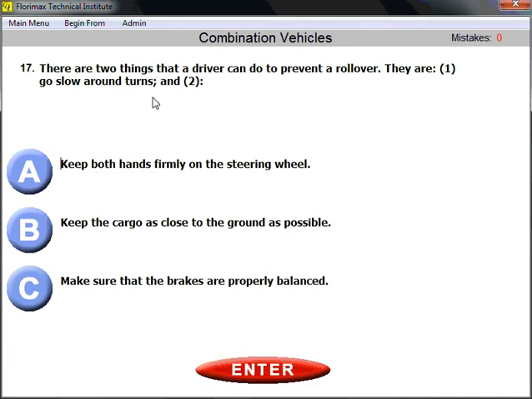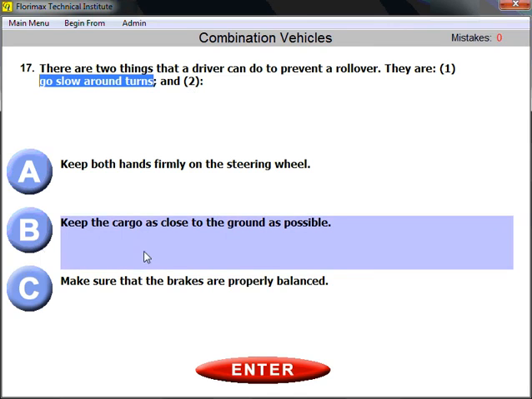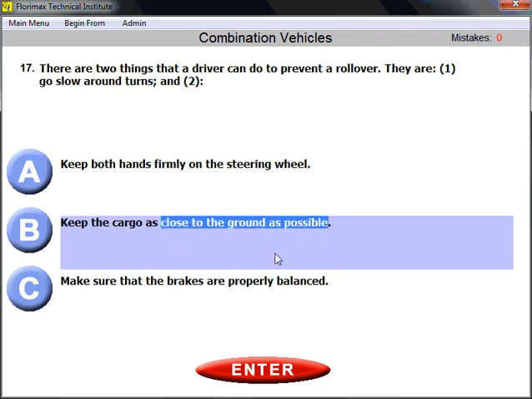Question number 17. There are two things that a driver can do to prevent a rollover, and you know them. Now you're given another choice in reverse order. The first one is go slow around turns. The second one is definitely keep the cargo as close to the ground as possible, so your center of gravity should not be high.